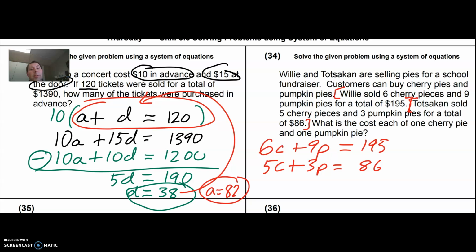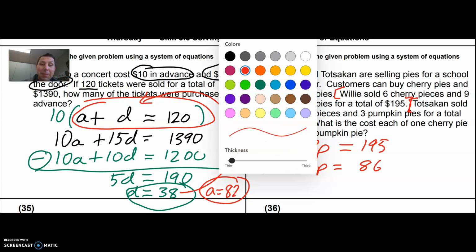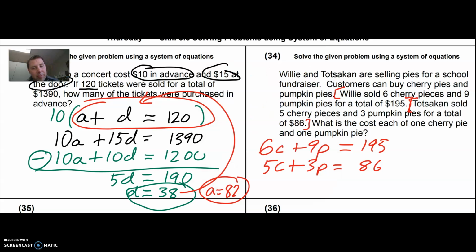So we need to figure out what's the combination of cherry and pumpkin pie that satisfies both Willie's and Tusakin's fundraiser orders. To do that, again, this is set up for elimination because you see how the variables are on the same side. I need to figure out how to cancel one of them. The C's aren't the same, the P's aren't the same, but I do notice that the 3P there, I can multiply by 3 and then subtract, because 3 times 3 is 9 and that would cancel it. So I am going to do that.